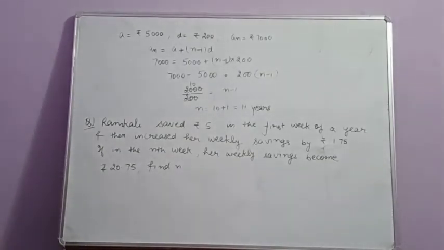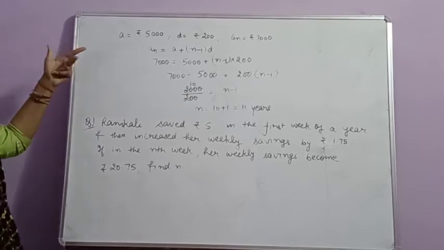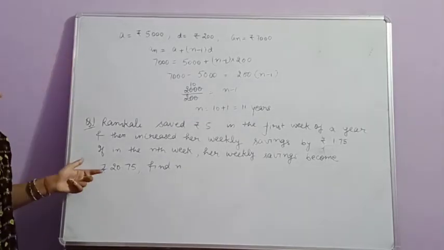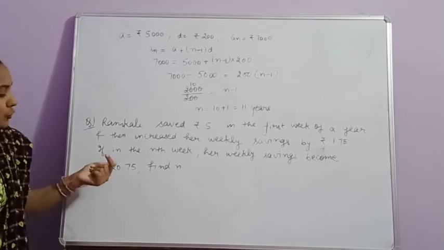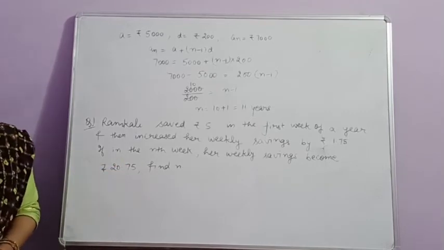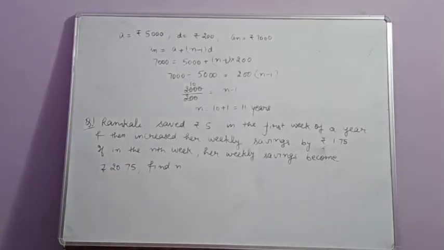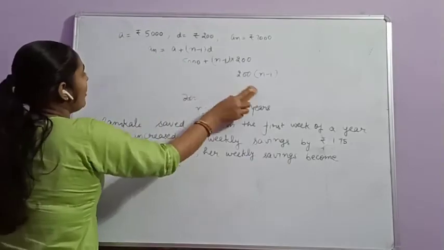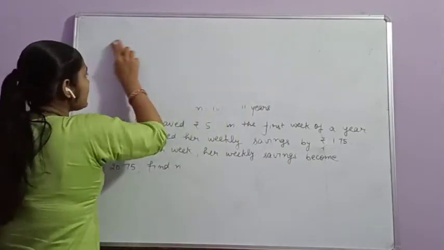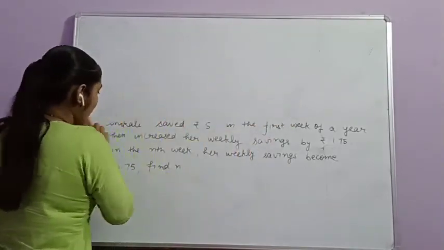In that question, value of a and d is given to you similarly as in the above question, and value of an is also given to you. You have to find out the value of n. Clear? In next video, we will discuss about sum of n terms of AP.